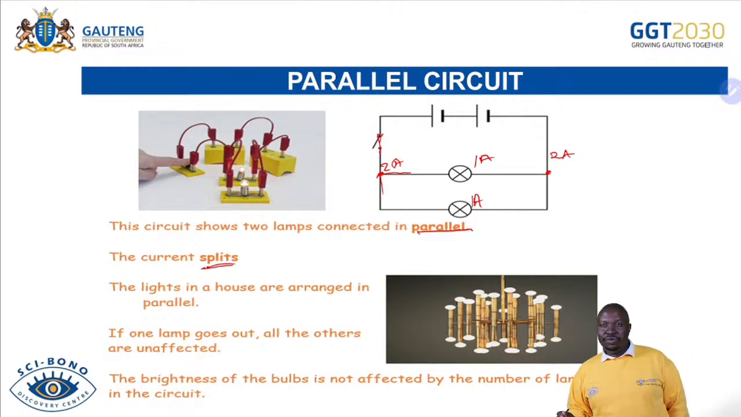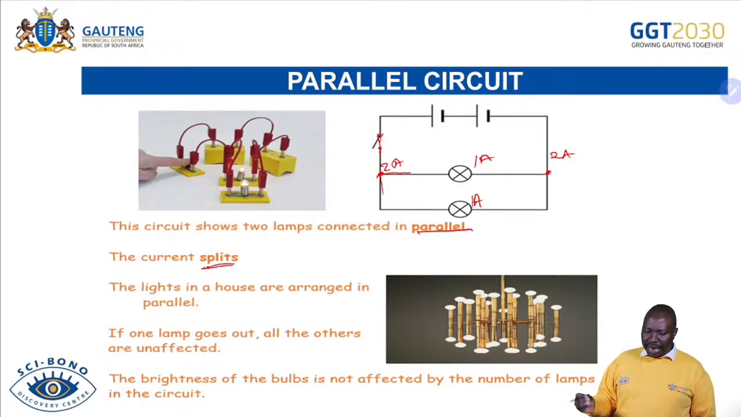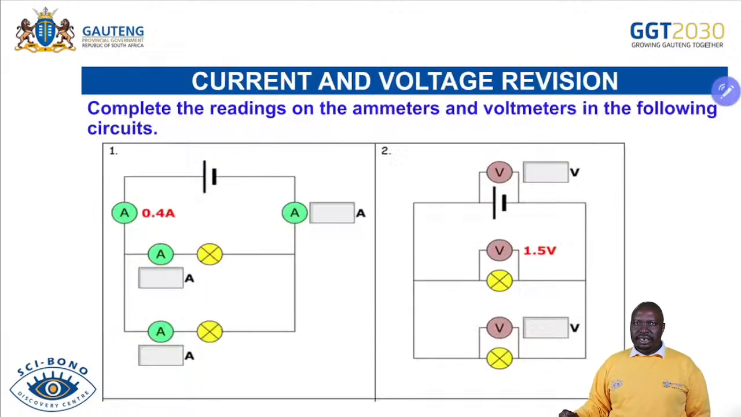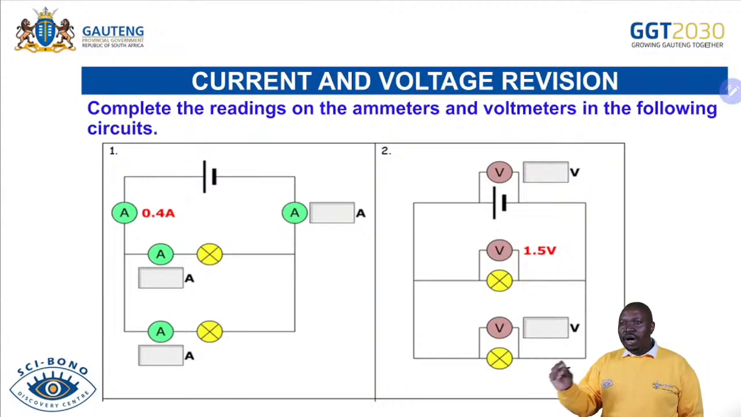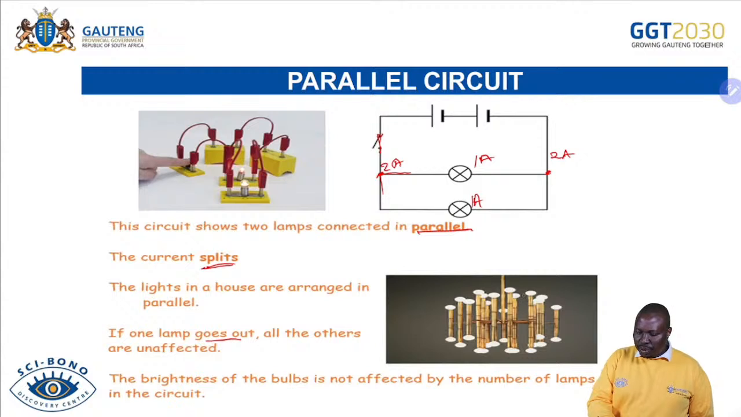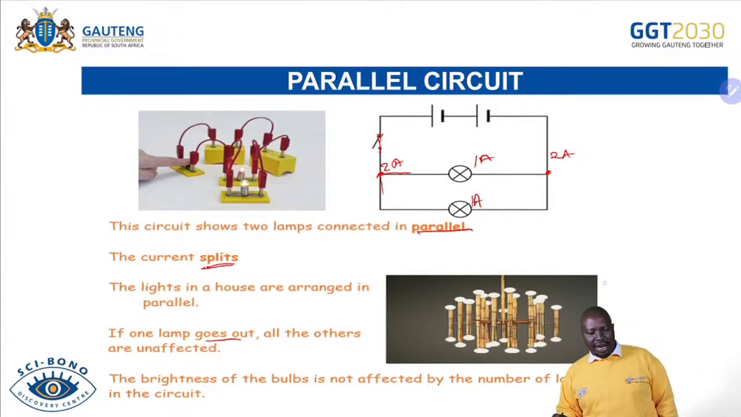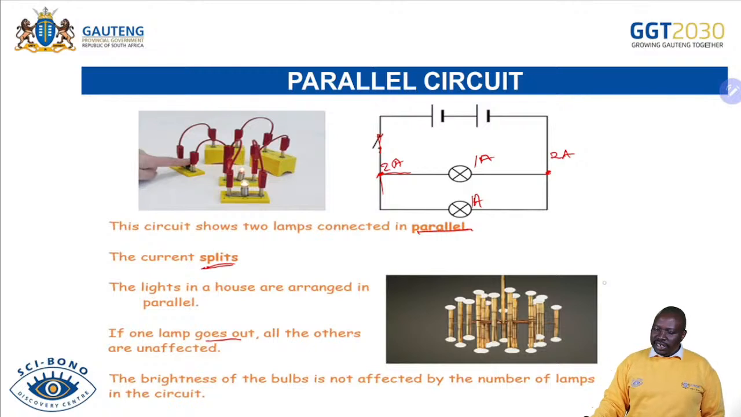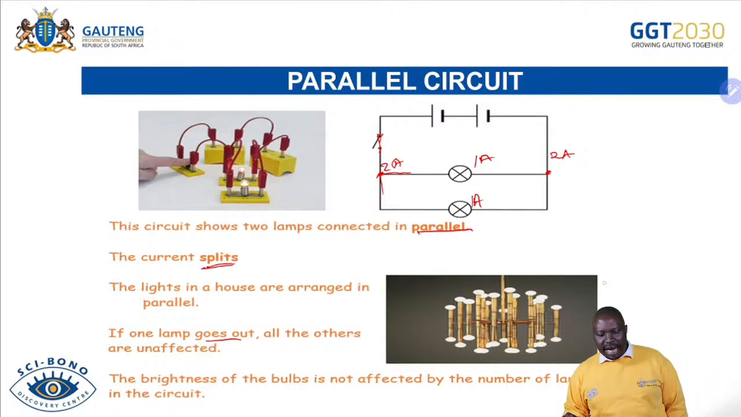So like you can see those beautiful lights there, they are arranged in parallel. If one lamp goes out, all the others are unaffected. So it's very much important as well for you to have those basics as a physical science learner who's doing physics in grade 12, to know that when you're doing electricity, that's why we're connecting in parallel at home. So we're saying if one of these lamps goes out, the rest will remain unaffected. And the brightness of the bulbs is not affected by the number of lamps in the circuit.